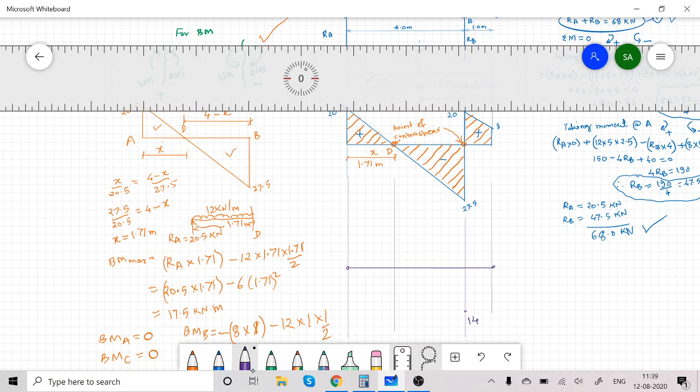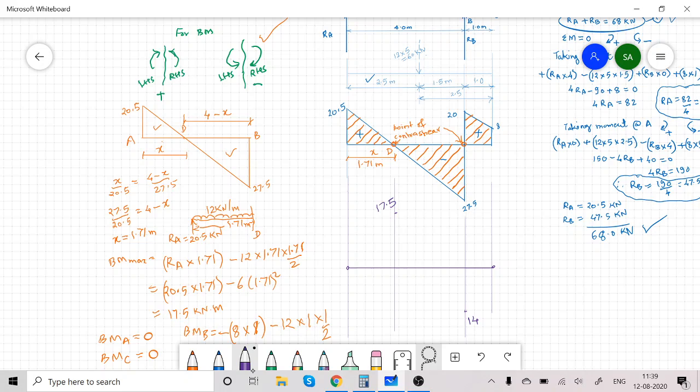minus 14. So below the baseline, don't write minus because we are marking it below the baseline. And bending moment at D, which is maximum, that is 17.5 kilonewton meter positive. Now, as there is a UDL, join all these points with a smooth curve. I am joining the points with a smooth curve. Above the baseline, mark positive, below the baseline, mark negative.